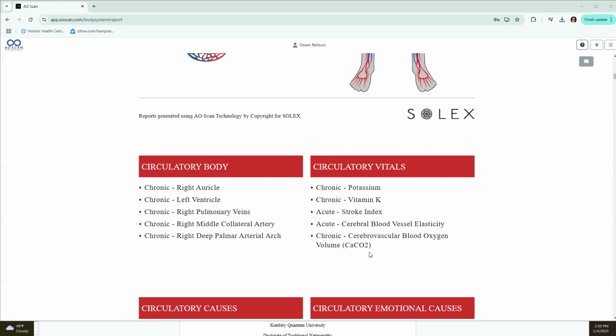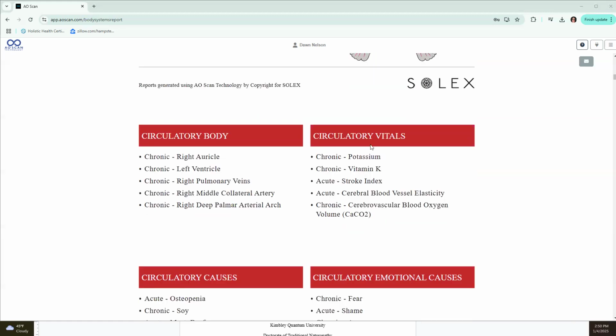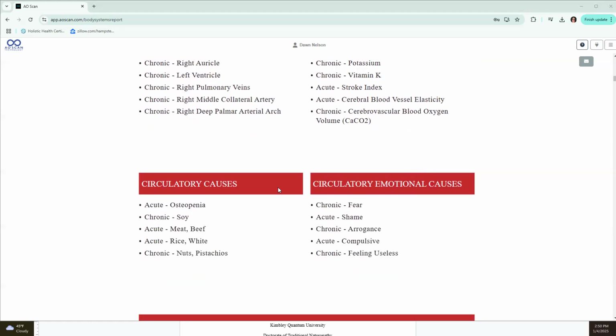It gives us chronic and acute, the actual parts. So if you're unsure, like, I don't know where that is, copy, paste it, ChatGPT, Google it. You can look it up to find out exactly where it is in the body. And then it's saying, well, maybe it's from chronic potassium. Is it high? Is it low? Right? Again, it's not diagnostic, it's educational. So these are things to kind of look into further if needed. Vitamin K, et cetera, et cetera.